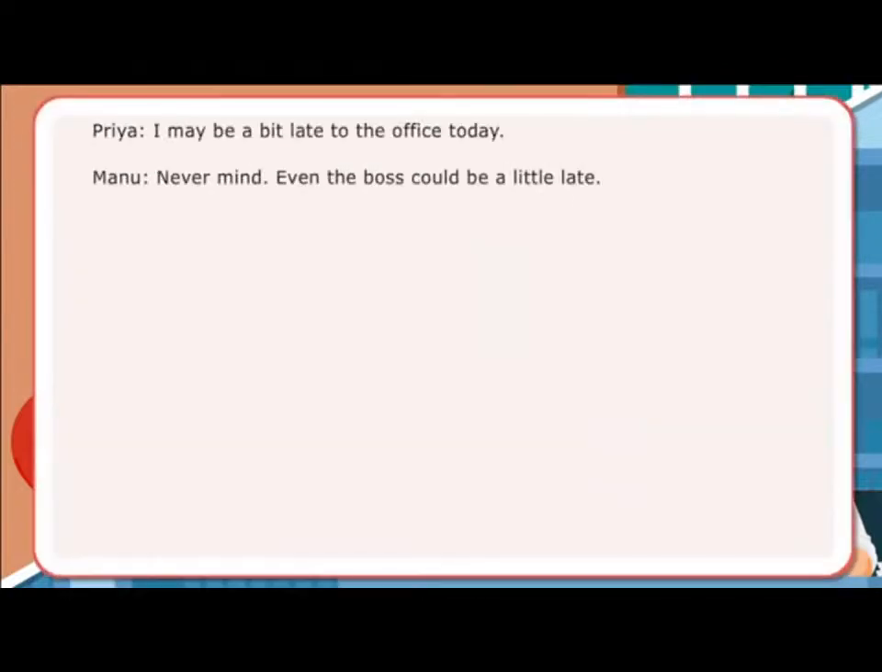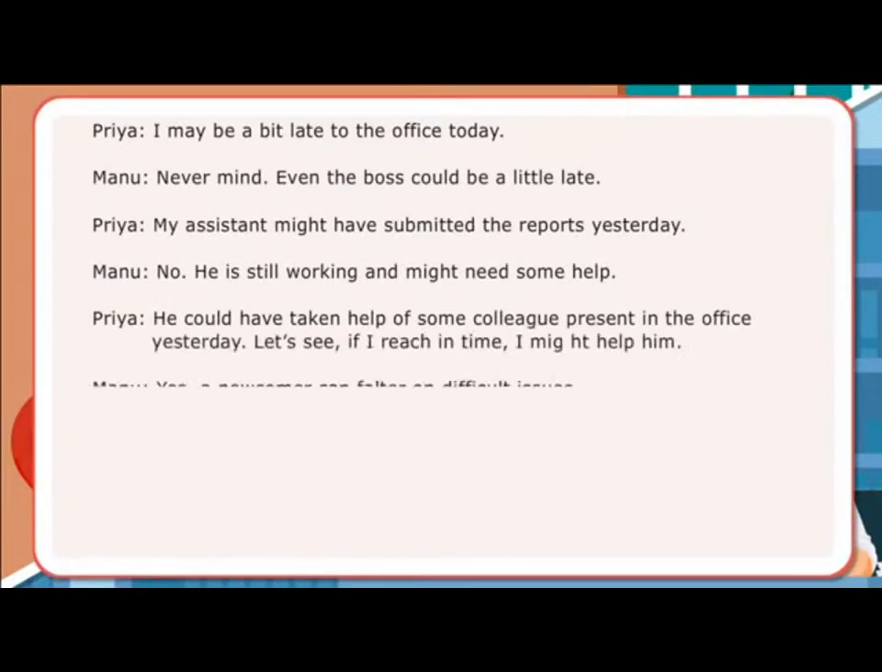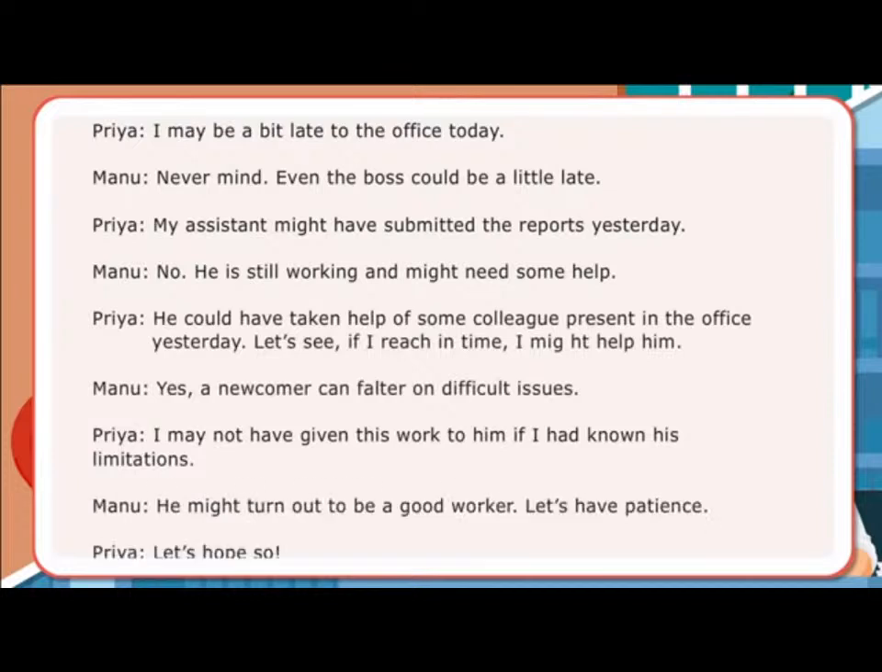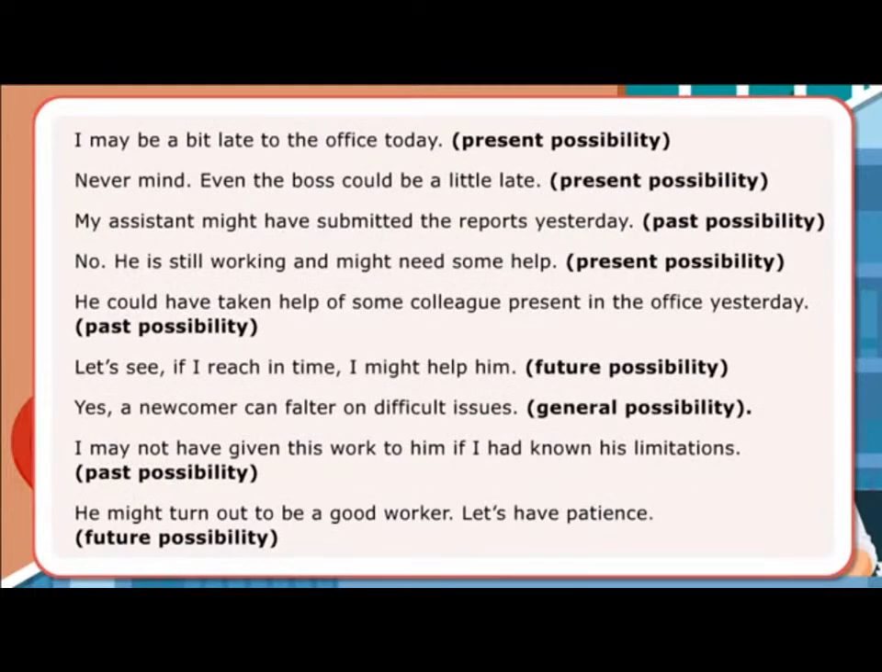In the conversation between two friends, the modals may, might, can, and could are used in different contexts. Here are some examples of sentences. I may be a bit late to the office today. Present possibility. Never mind, even the boss could be a little late. Present possibility.